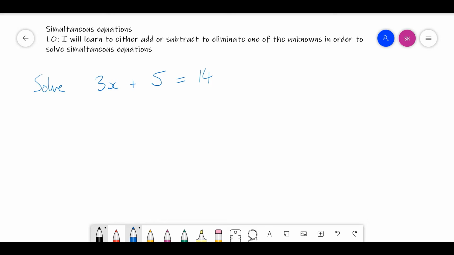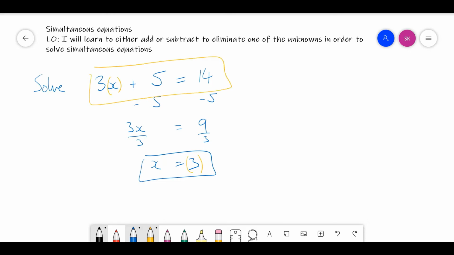Well, hopefully you said, first of all, I'd take away 5 to eliminate the plus 5. Do it to one side, do it to the other. And then you'd say, divide by 3 to eliminate the times by 3, and do it to one side, do it to the other. So what that means is x equals 3. That is the value that x would have to be in order for this to be true.